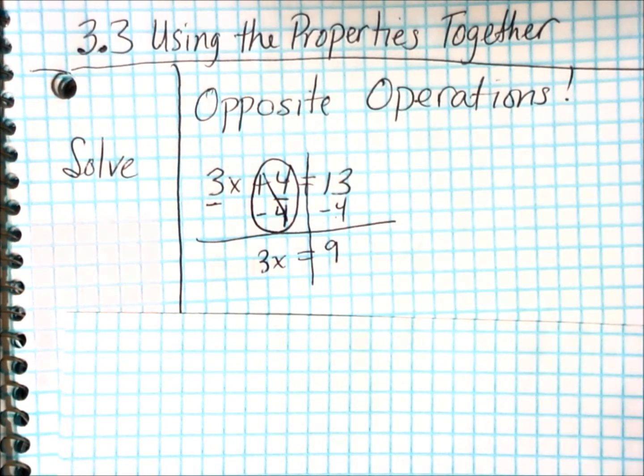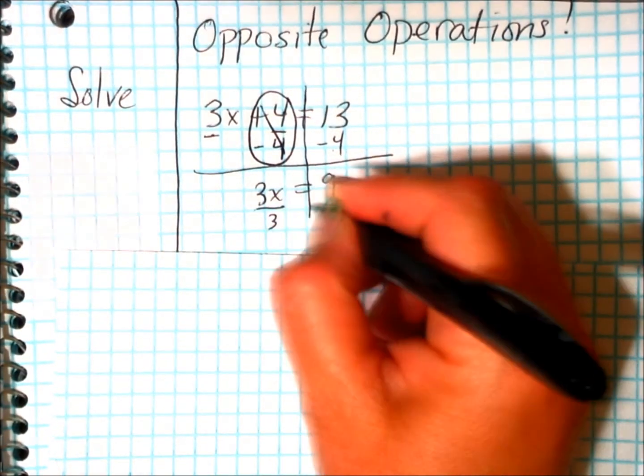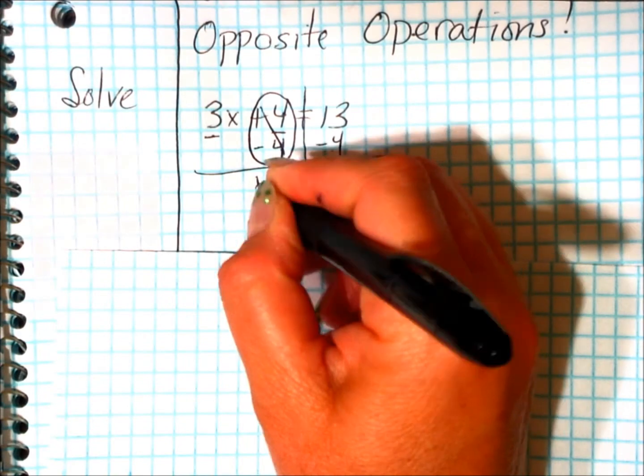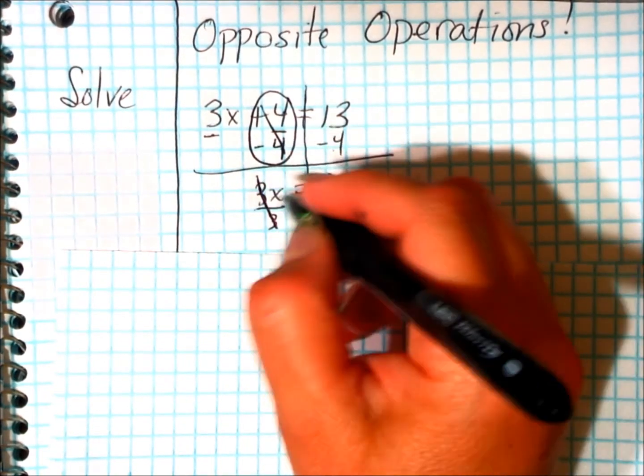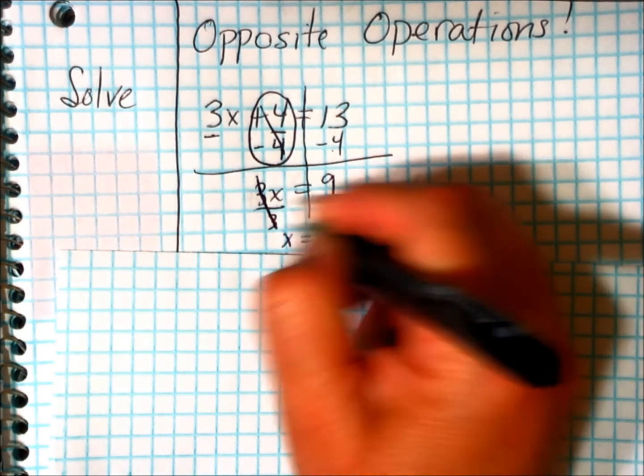Opposite operations, 3 times x, so the opposite would be dividing by 3. Over here I get my 1. 3 divided by 3 is 1. I'm left with x on top. 9 divided by 3 is 3.